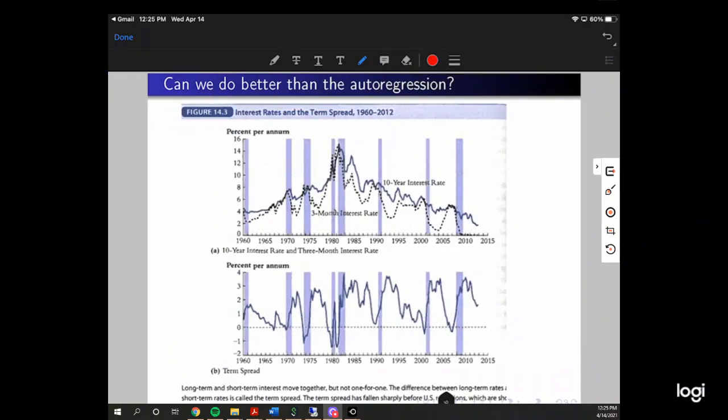Okay, so we have 3-month interest rates, these are short-term bonds, and a 10-year, a long-term interest rate. You can see that they move together. The trends are here going up, and then the trends are going down. But there is some difference between the two, and that's what this bottom graph is showing. This bottom graph is showing the difference between these two, and that's called the spread, or the term spread. And so maybe this term spread can help us predict GDP, so long as the term spread is somehow correlated with GDP.